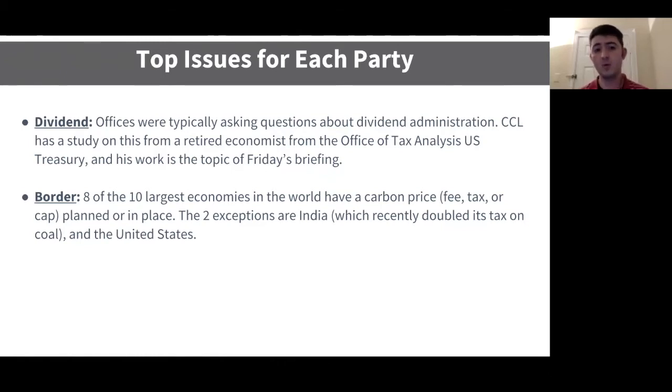And then finally, the border. This topic does include not just how would our border adjustment work, but mentions of China or India, our competitiveness, and the World Trade Organization. But in the most frequent way that it was brought up, this is the best response. 8 out of the 10 largest economies in the world have a carbon price, a fee, tax, or cap, planned or already in place. The 2 exceptions are India, which recently doubled its tax on coal, and the United States.